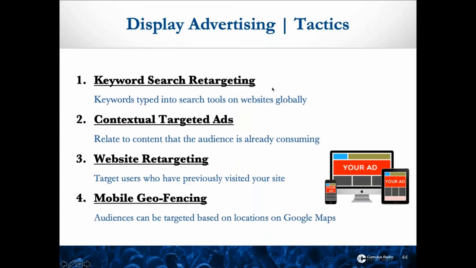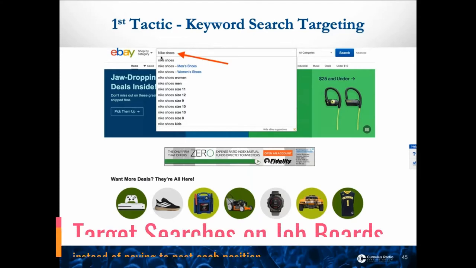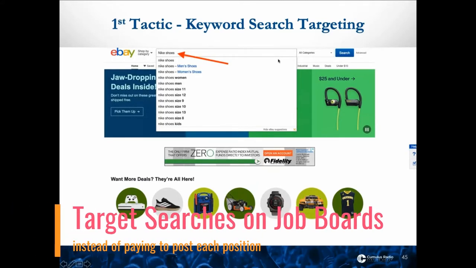So what I'm going to do right now is just briefly go over what each one of these is. And it's actually pretty easy to understand. The first one you can see here is keyword search retargeting. I'm going to click right here, and keyword search retargeting is when someone goes to a website with a search bar. Now, this is not a search engine. This is not Google or Bing or Yahoo. Those are search engines, a different platform for keyword marketing. This is keyword search targeting, where somebody types in a keyword on a search bar on one of the millions of websites out there that have these.